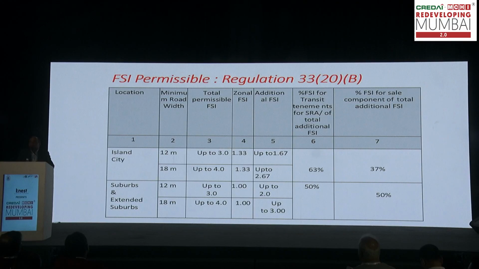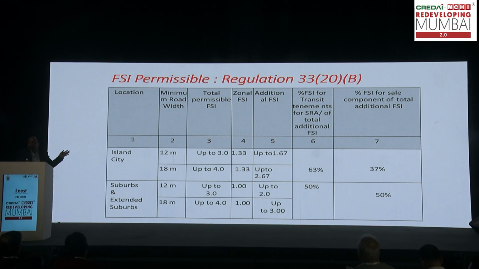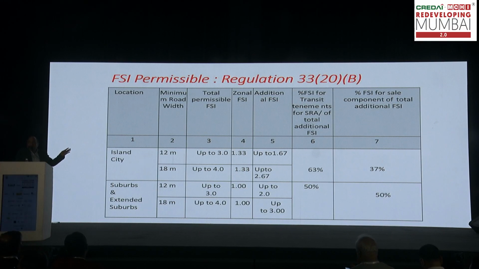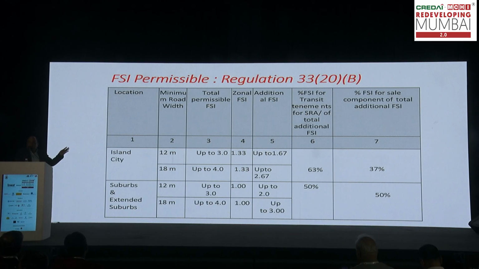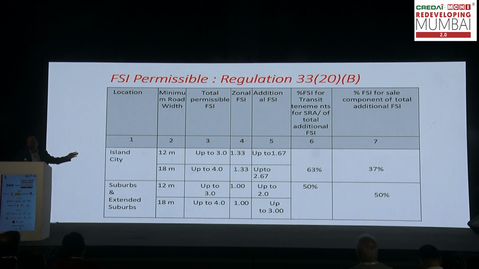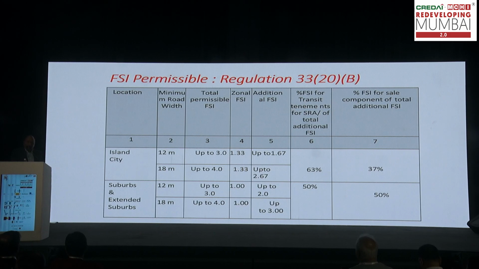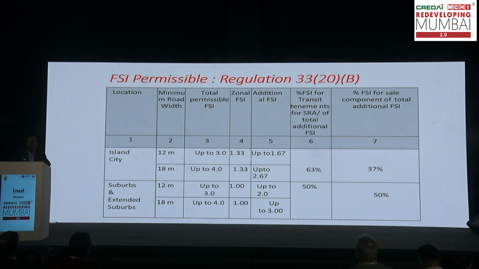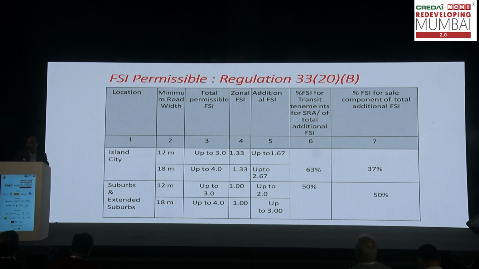So out of that higher FSI, that FSI is to be distributed by some of the built up area. That is, in the first case 63% has to be used for the PAP, and 37% you will get to the developer. Similarly, in suburb it is 50-50. So this 50% area or 37% area, that additional FSI will be available on this plot.